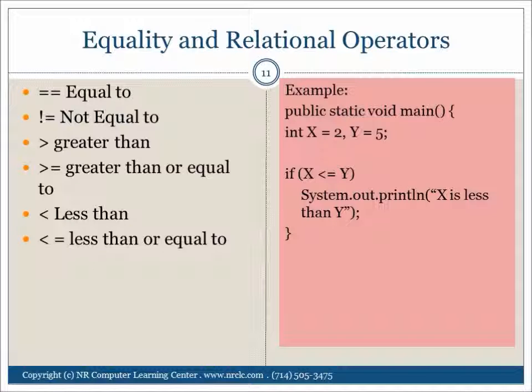Equality and relational operators are used in an if statement to evaluate if the left-hand side is equal to the right-hand side, or it's not equal to the right-hand side, and so on. So let's take a look at the example here. Here the computer is told to assign the value of x as 2 and y as 5. The if statement will evaluate if x is less than or equal to y, then it will print the message. Since x is less than y, it will print the message.